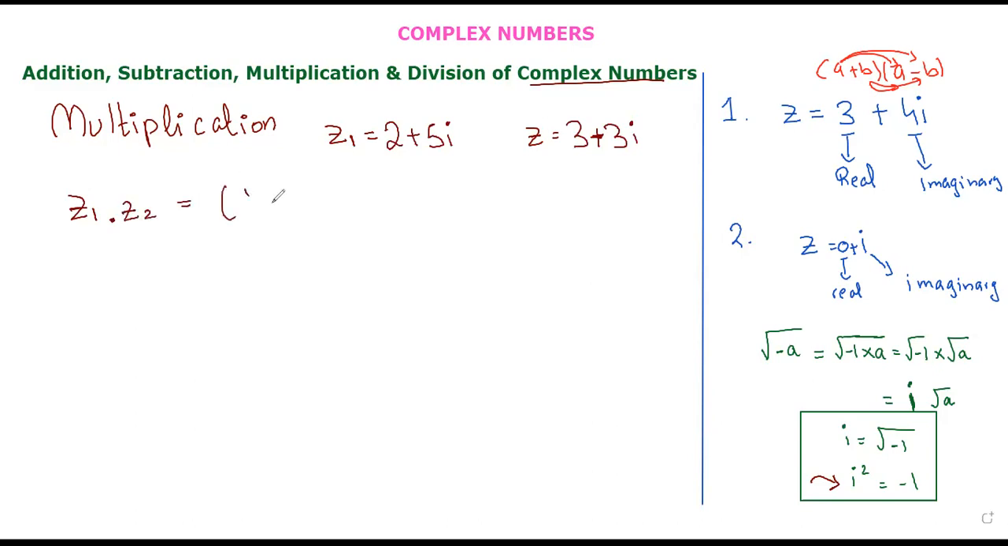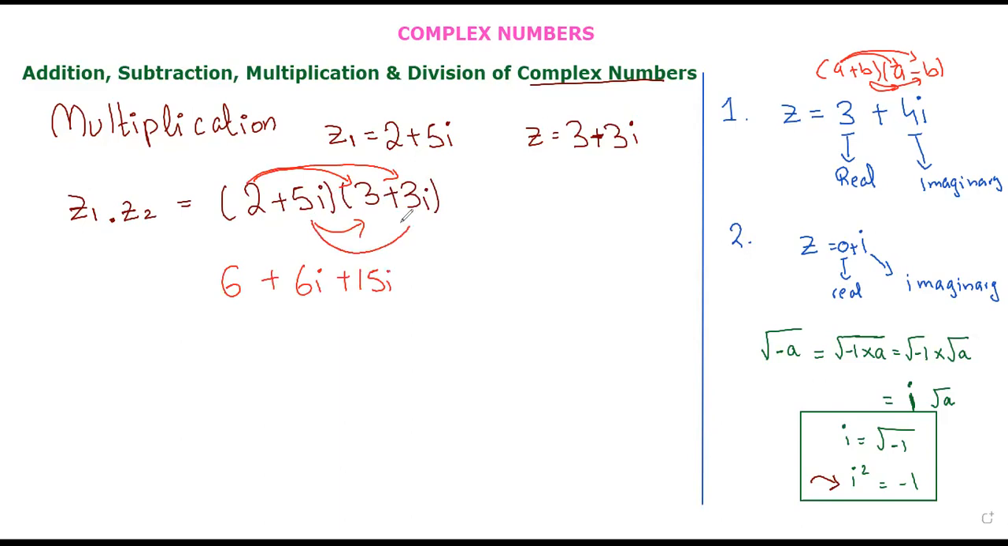So again, I'll write down z1 first, then I'll write down z2. And then again, how do we multiply in maths? 2 into 3 is 6. 2 into 3 iota is plus 6 iota. Then we're done with 2. 5 iota into 3 is 15 iota. And 5 iota into 3 iota is plus 15 iota square, right?